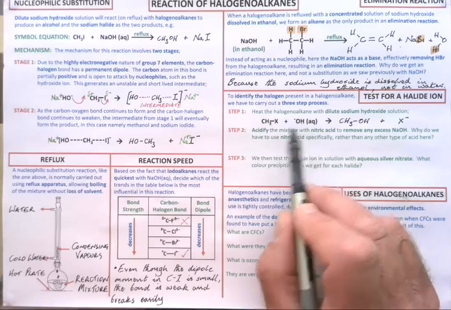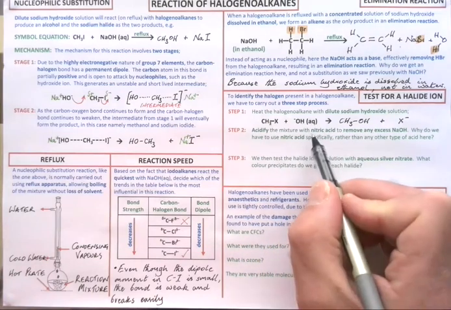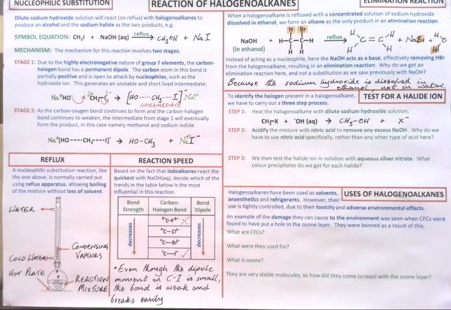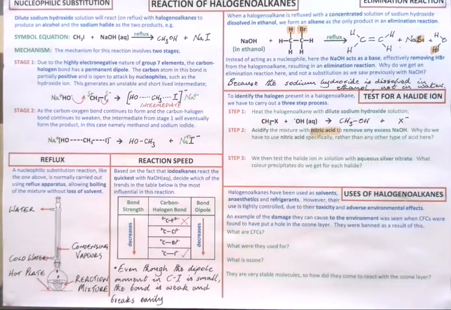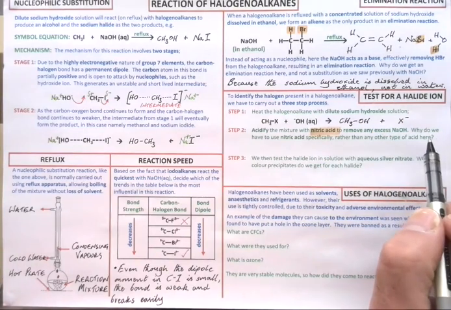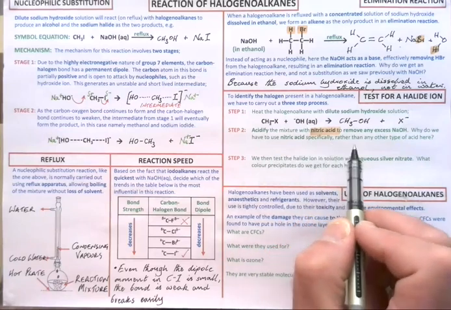So what we need to do in our second step is to acidify the whole thing. We use nitric acid in order to remove any excess hydroxide ions that we might have floating around the place. Now, why do we have to use nitric acid specifically? Why don't we use any other type of acid?